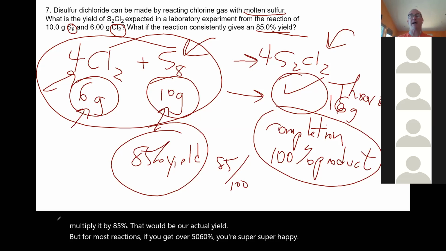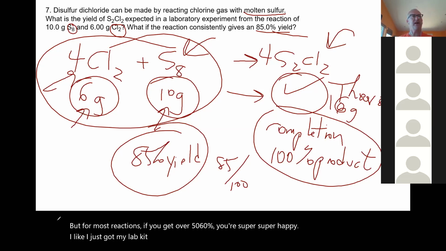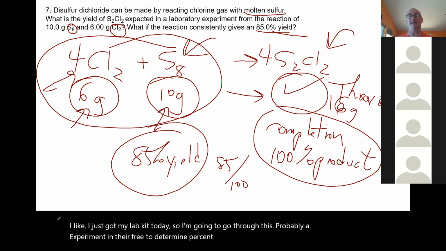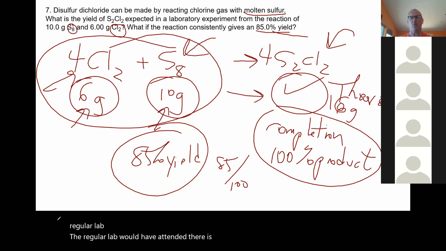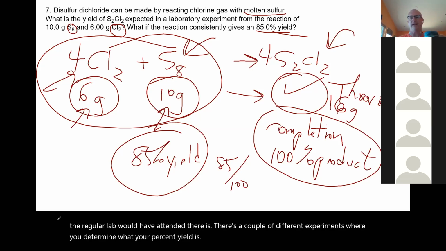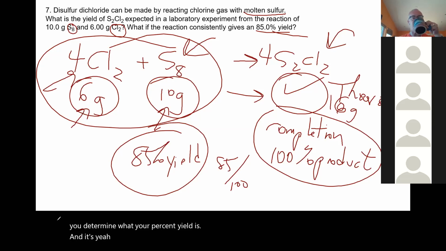And I just got my lab kit today, so we're going to go through it. There's probably an experiment in there for you to determine percent yield. I know there was in our regular lab, the regular lab you would have attended. There's a couple of different experiments where you determine what your percent yield is, and it's never 100%. It's never even close.